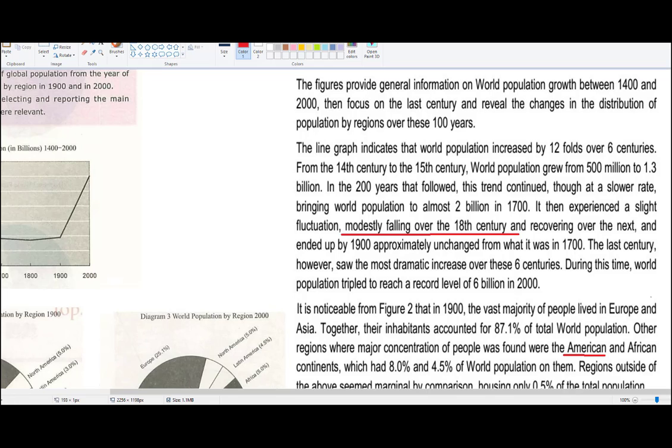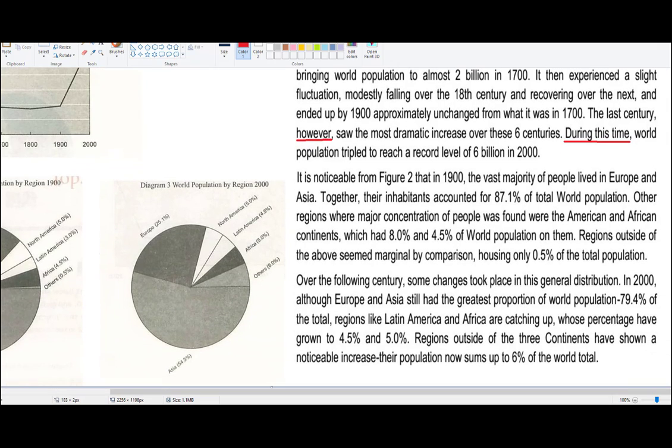Let's get rid of this. World population, world population. Why is there no substitution here? Okay, so this trend increase, it then experiences slight fluctuation. Here we have however to show contrast. During this time, their inhabitants, we have some referencing. Other regions where major concentrations were found were, okay, the above. Over the following century to show the times changing. Ooh, whose? Okay, that's good.